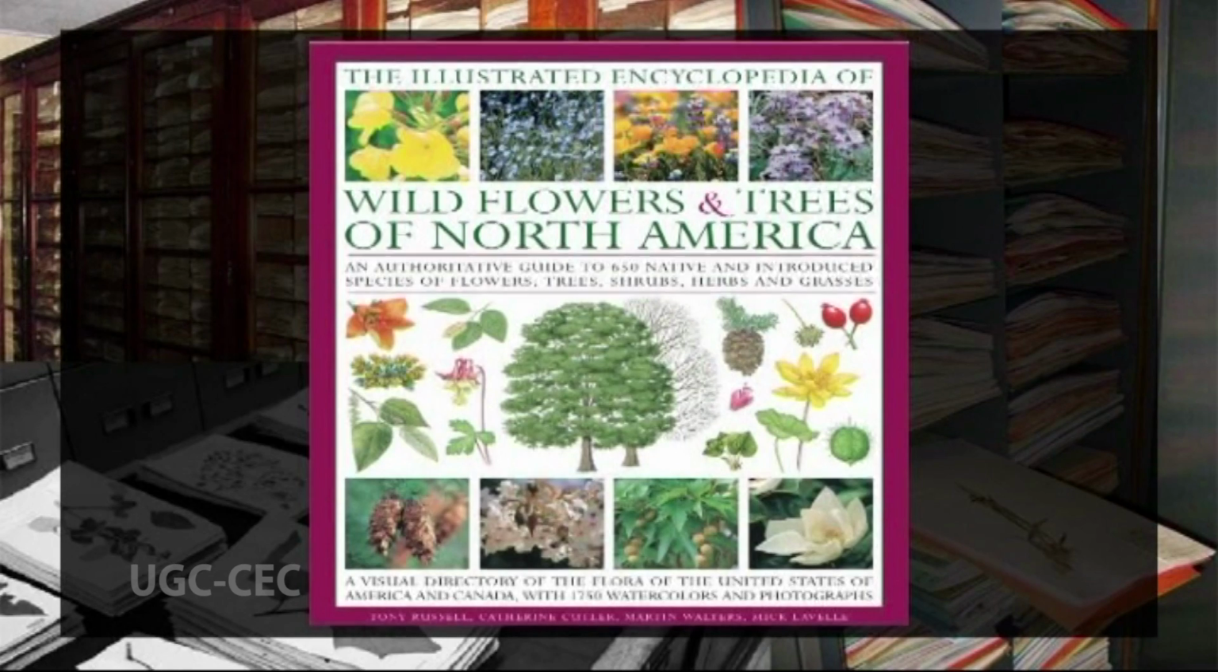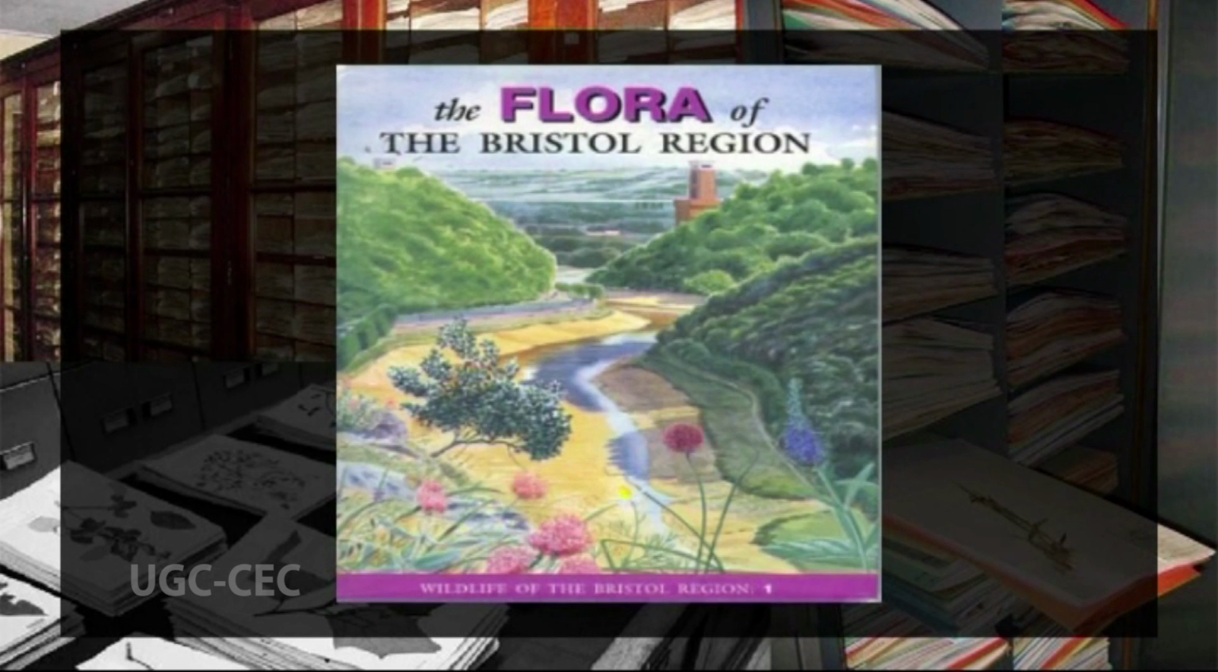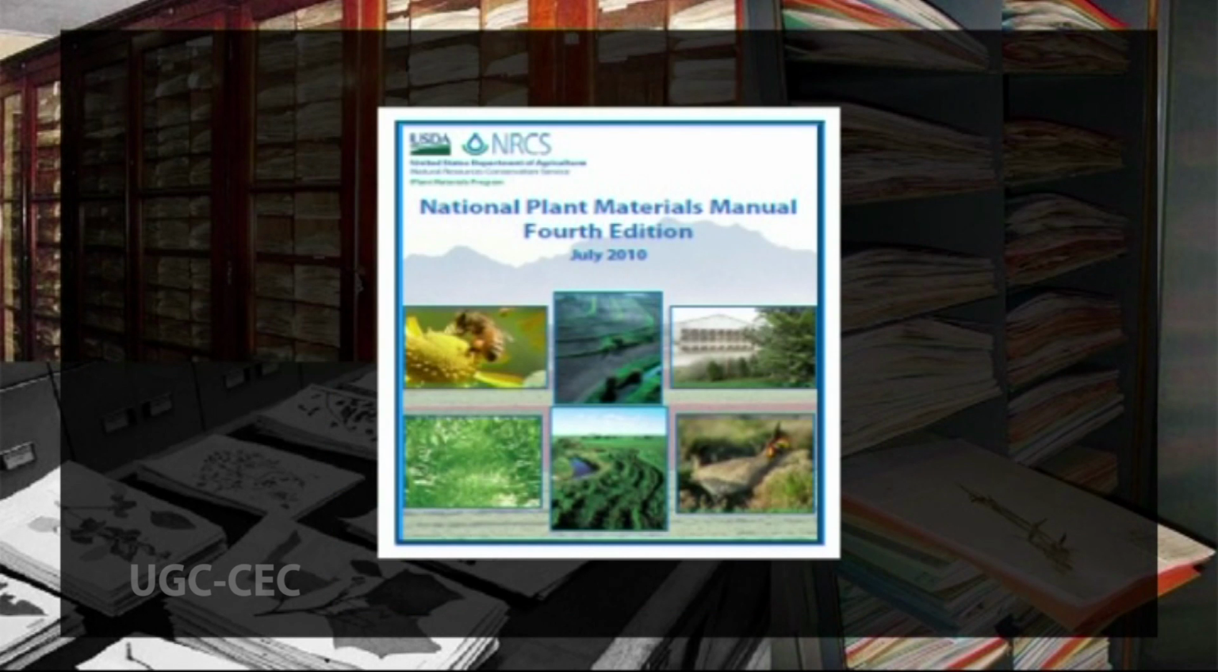Important forms of literature which help in the process of plant identification include floras, manuals and field guides, monographs and revisions, illustrations, journals, abstracts and indexes, etc.